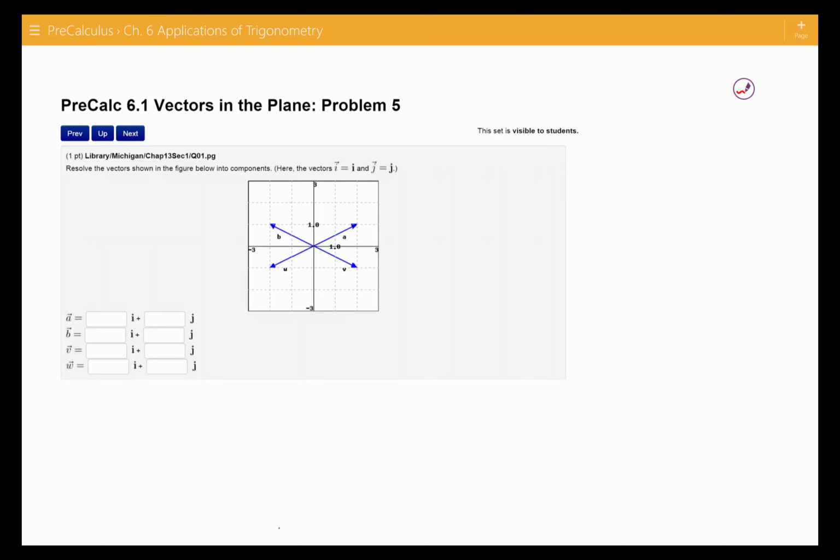This next one's pretty straightforward. It wants you to resolve these vectors. i is just the vector <1, 0>, and j is the vector <0, 1>. So it's not hard to then see a is over 2, up 1, so it'd be 2i and 1j. b is then negative 2, up 1. v is over 2, down 1. And w is back 2, down 1.